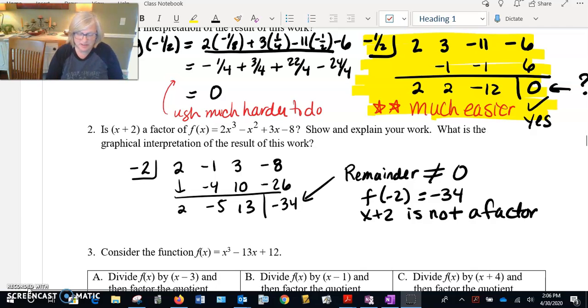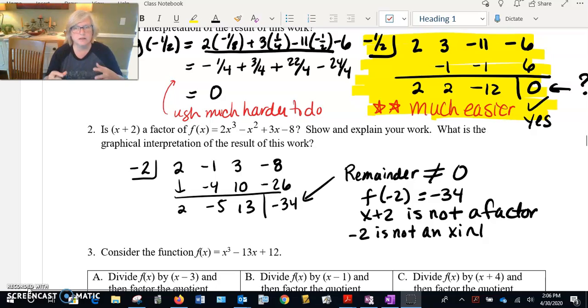All right, so I did show the work for number 2 there. Hopefully you've tried that, and you'll see that with the synthetic division, I just went straight to it because it's much easier. I got a remainder of -34, so the remainder's not 0, and f of -2 is -34. Therefore, x plus 2 is not a factor, and -2 is not an x-intercept or 0 of f of x.